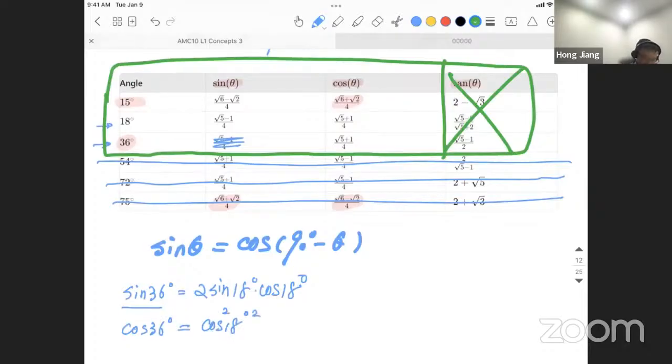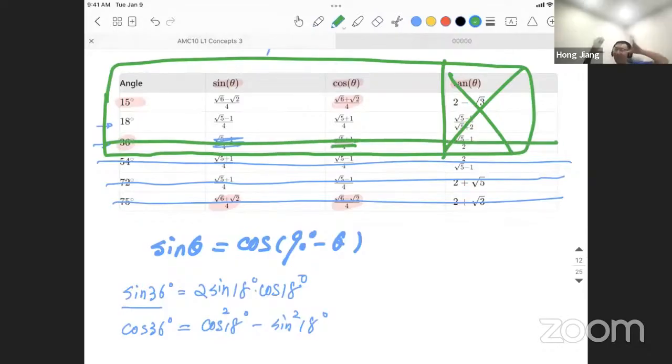And cosine 36 degrees equals cosine squared 18 degrees minus sine squared 18 degrees, right? So as long as you remember 18 degrees, you do not have to remember 36 degrees either. So I'm simplifying everything. That's actually everything that you indeed need to remember. Only these four.